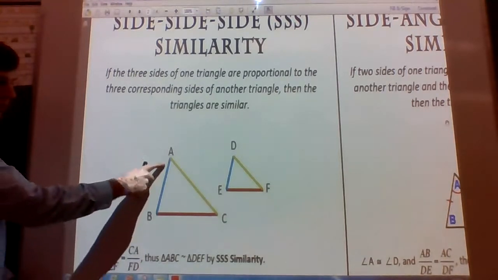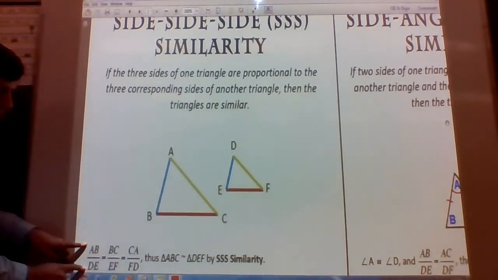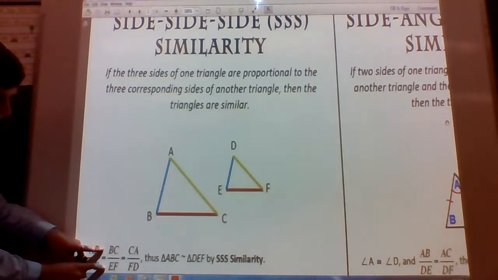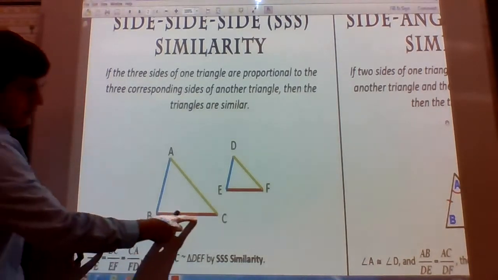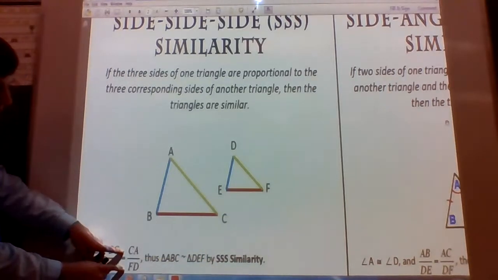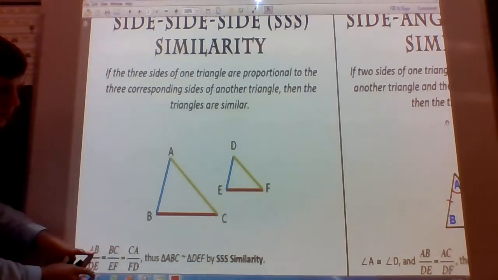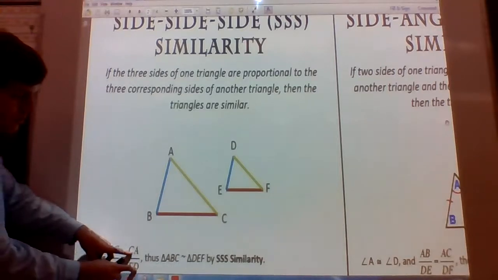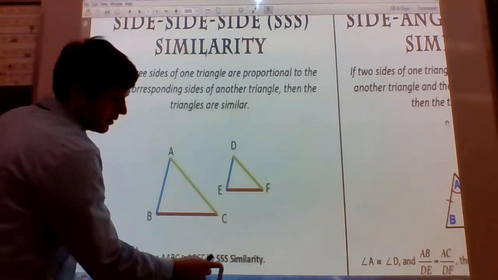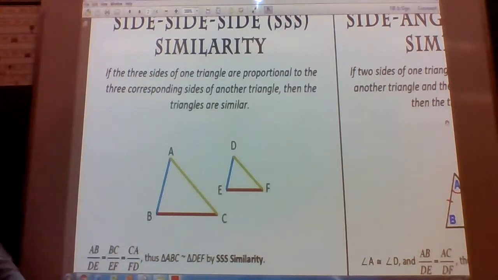And then here, at the bottom, it shows us the ratios we can set up. For these triangles, AB corresponds with DE. So our ratio is AB to DE equals BC to EF, which equals CA to FD. The ratios are equal. If these ratios are equal, then the triangles are similar. So if the three pairs of corresponding sides are proportional, then the triangles are similar.